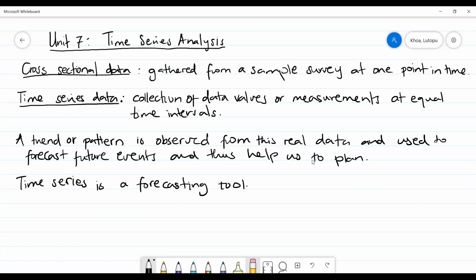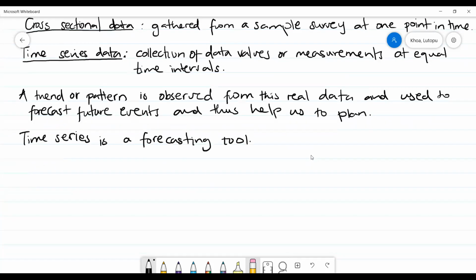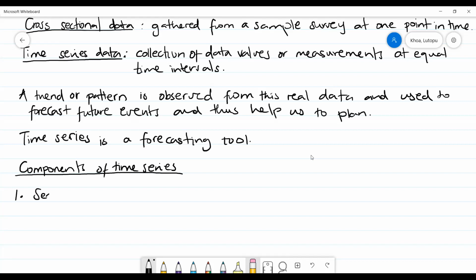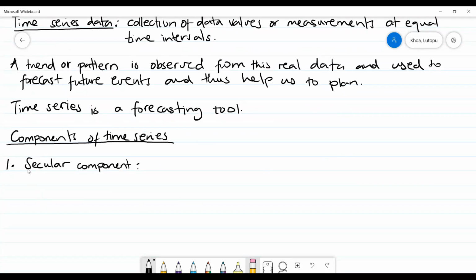Now, there are some components that affect your time series data. So we have components of your time series. Number one, we have the circular component. Okay, so with you guys, we're not going to go into too much detail of what each of these components are. Mostly, we just want you to know what the components are.